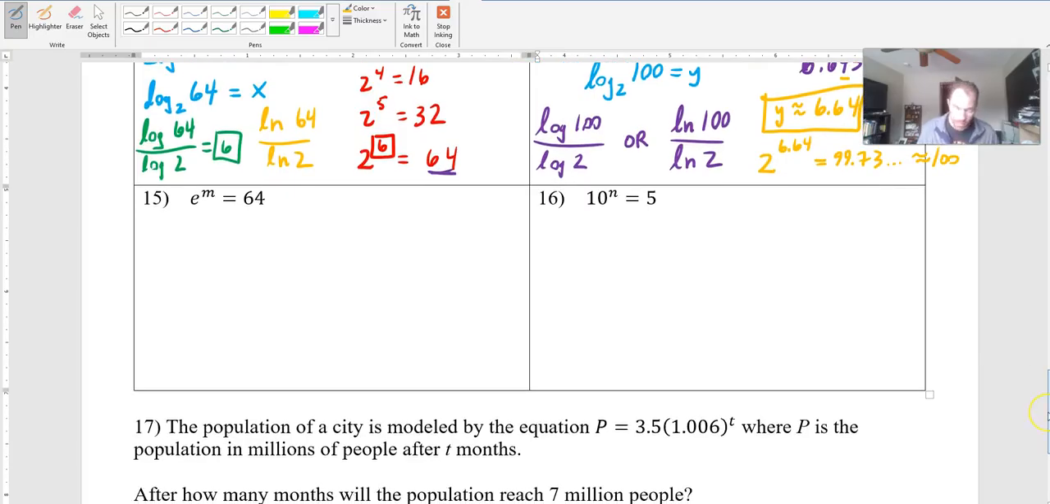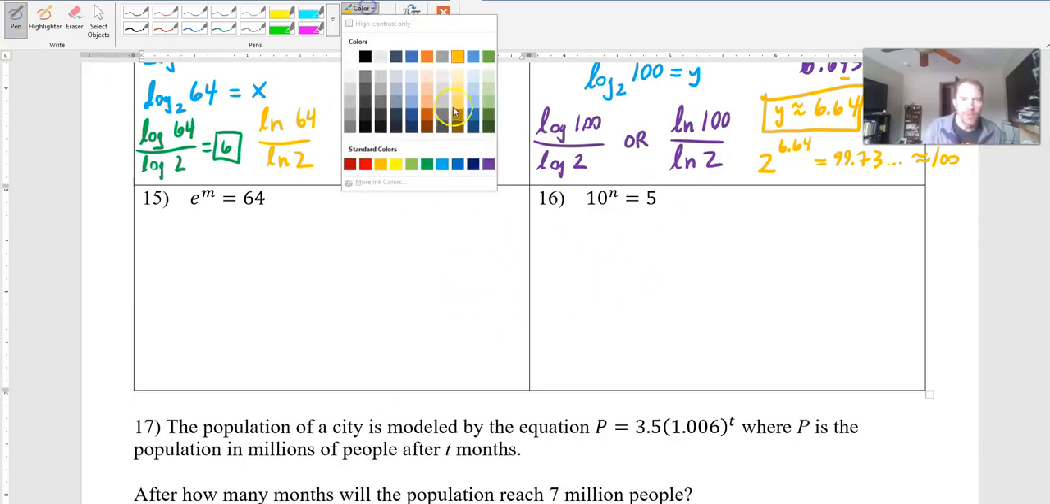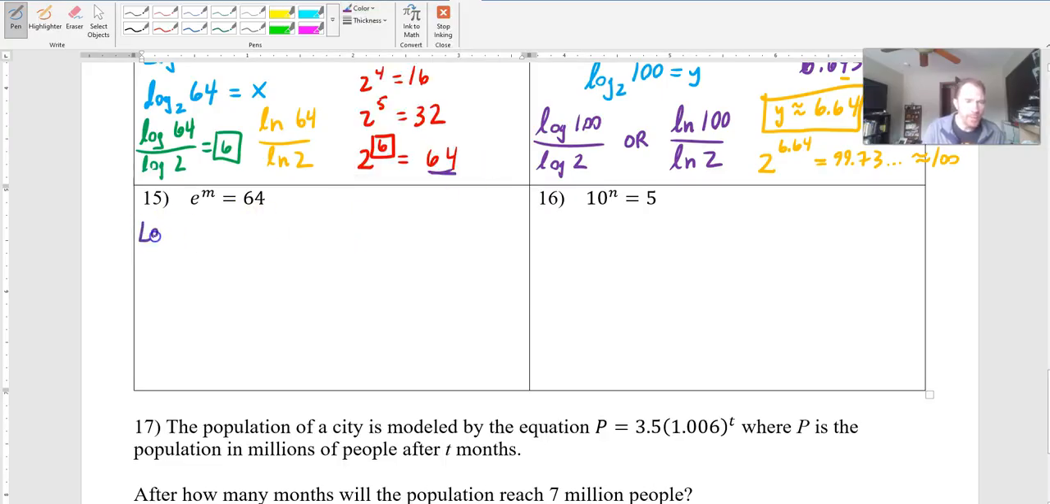E to the power of m, so this is one where if you recognize that number e, 2.7 whatever it is, I'd probably just start doing log form here. So, my base is e, log base e, switch the m and the 64, log base e of 64 equals m. And this is when I go, well, hey, log base e is the natural logarithm. So this is just the natural logarithm of 64 equals m.